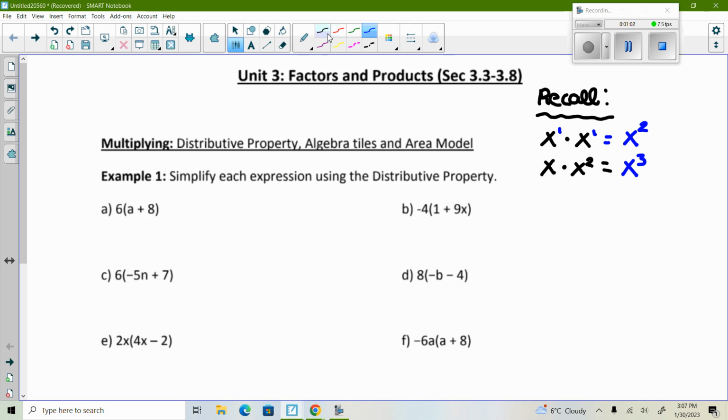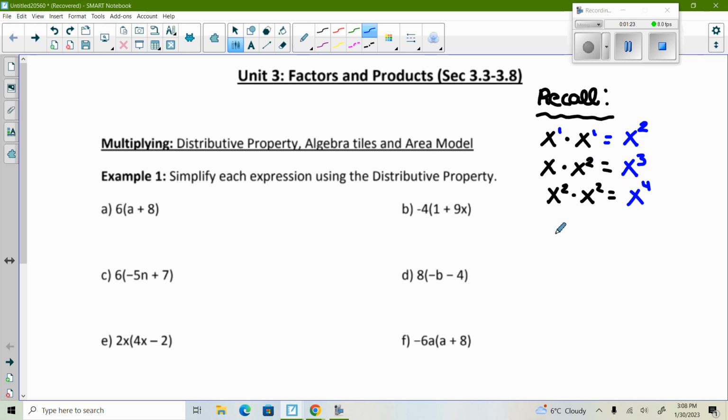Okay? If I have x squared times x squared, well then that's the same as me adding those two exponents together and keeping my base the same. So it will be x to the 4. Okay, so whenever you have a variable, could be an x, could be an a, could be n, doesn't matter what it is, you just add those exponents together.